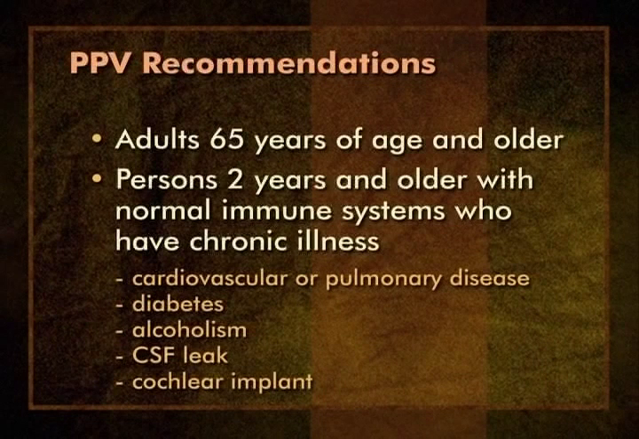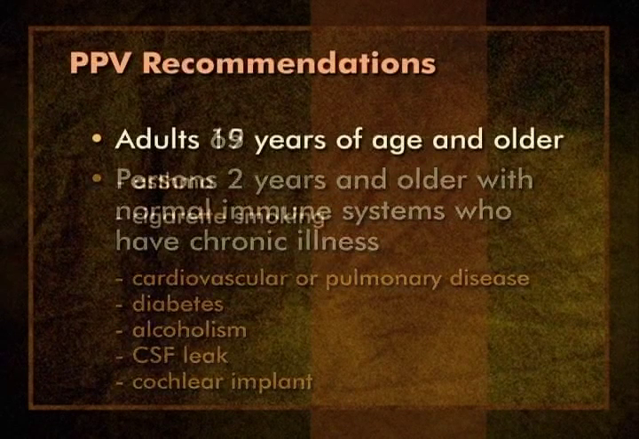The next few graphics list the recommendations for use of pneumococcal polysaccharide vaccine. All adults 65 years of age and older should be vaccinated even if they do not have an underlying illness. PPV is also recommended for persons 2 years and older with normal immune systems who have chronic illness. Examples of targeted chronic illnesses are cardiovascular or pulmonary disease, diabetes, and alcoholism. In addition, persons with cerebrospinal fluid leak or a cochlear implant are considered to be at high risk and should be vaccinated.